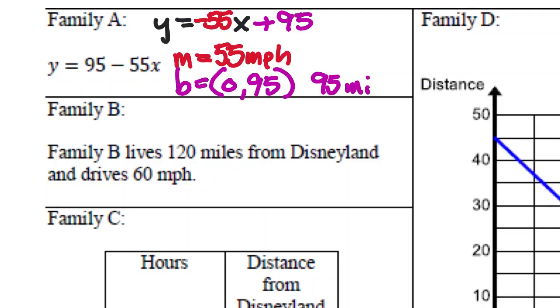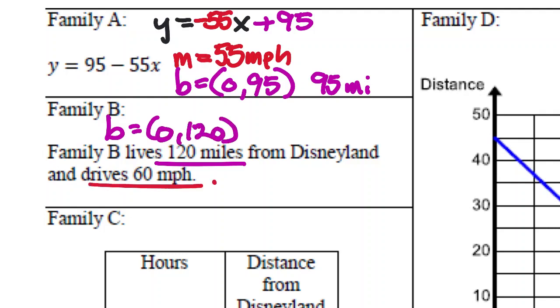All right. So we assume this is how far away they live. That's okay. Part B says they live 120 miles from Disneyland. That, by the way, is the y-intercept there. So that'd be 0, 120. And they're driving at 60 miles per hour. Well, that's already the slope or the rate of change. It's 60 miles per hour. So just from these 2 families, we can see that family B, they're traveling faster by 5 miles per hour, but they also live farther away by 25 miles. But we need the other families as well.